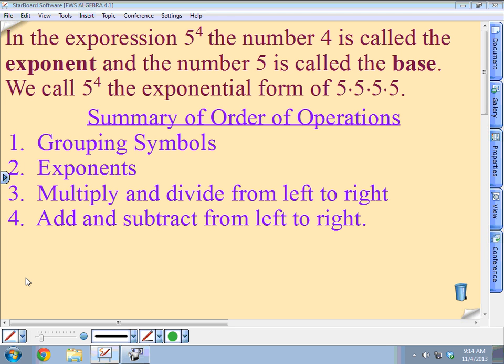Next is exponent. So after you've done all the grouping that you can do, and you simplify all your groups as much as you can, the next thing you would do is exponents, which is what we're learning about now. And so if you had 2 to the second power plus 4 minus 1, you're going to do the exponent before you do anything else. So 2 to the second power, what does this mean, Dan? How would I evaluate that? 2 to the second power.